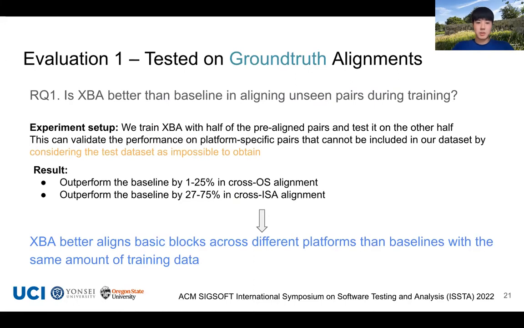To answer the first research question, we trained the models with only half of the pre-aligned dataset and considered the rest of the dataset as impossible to obtain, like platform-specific pairs. The test result is reported with this dataset unseen during training. XBA indeed outperformed the three baselines by 1 to 25% in the cross-OS setting and 27 to 75% in the cross-ISA setting. With this result, we can see that XBA better aligns basic blocks across different platforms than the baselines.